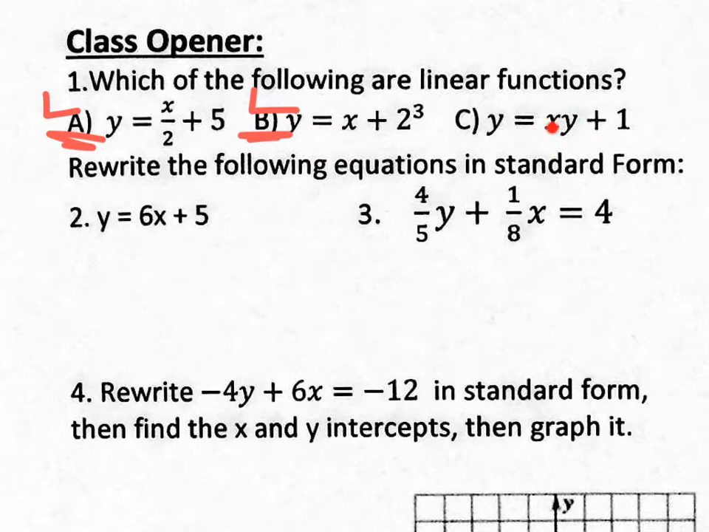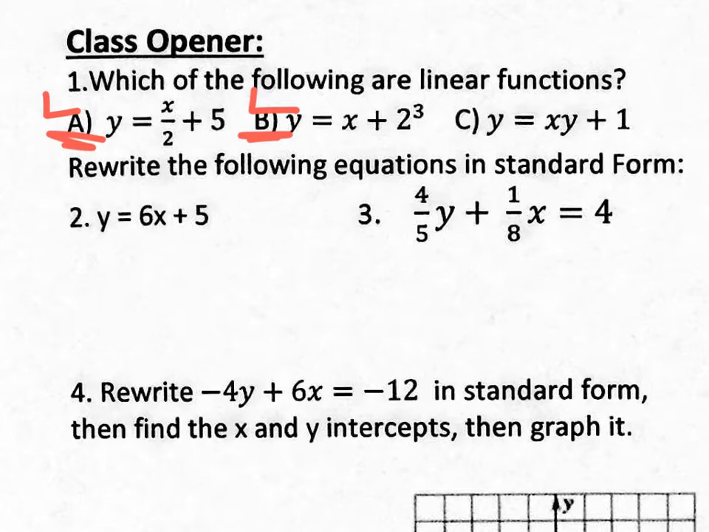C is not a linear function because you're multiplying x and y together, and that breaks the rules of linear functions. Perfect. C is not a linear function because you're multiplying x and y together. It would not produce a line if you were to graph it.